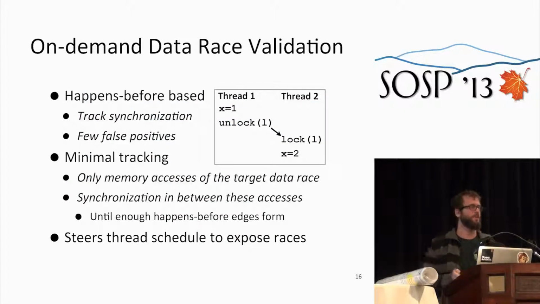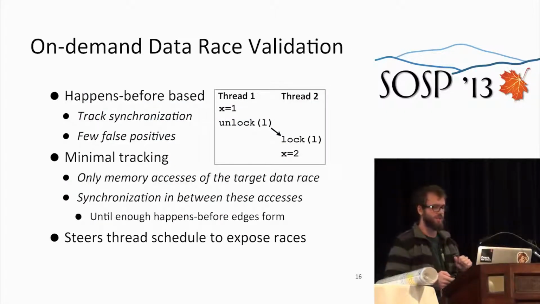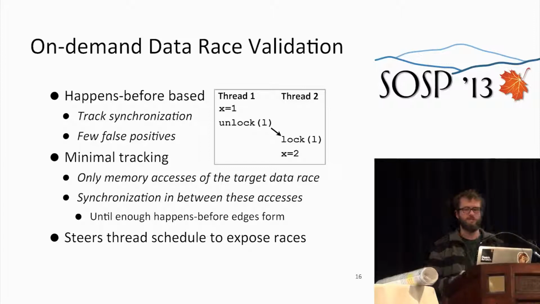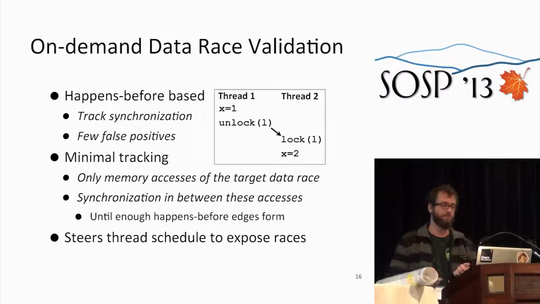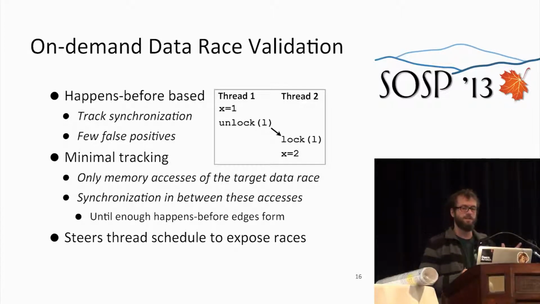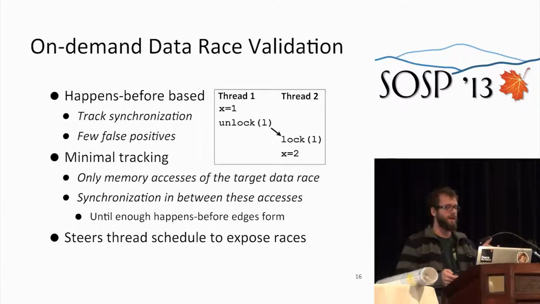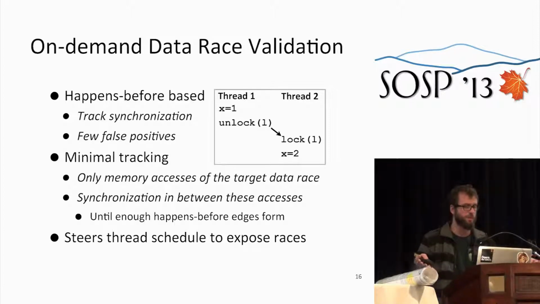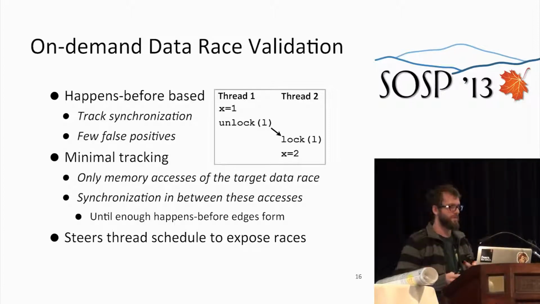The purpose of on-demand validation is to run a data race detection algorithm to conclusively determine if the likely racing access is actually a race or not. On-demand data race validation uses a dynamic happens-before based data race detection algorithm. That is, it tracks synchronization operations, and it has few false positives.